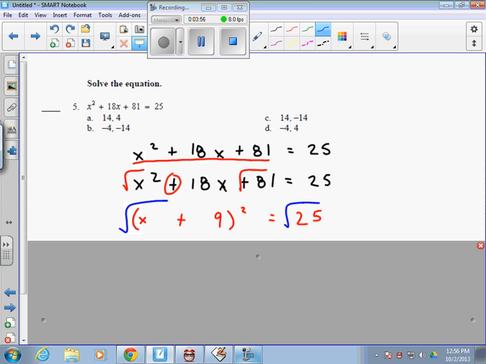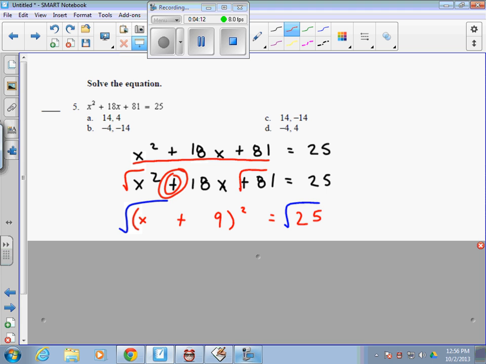So the sign in the middle, the plus before the bx value, tells you what to put between the x and the 9. So x plus 9 squared. So we took that perfect square trinomial and we made it a binomial squared, equals 25.